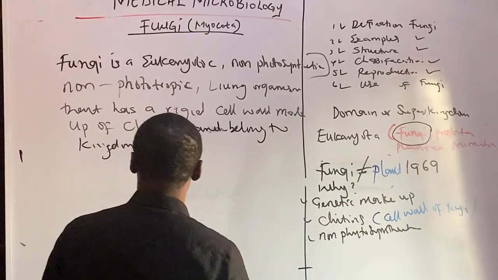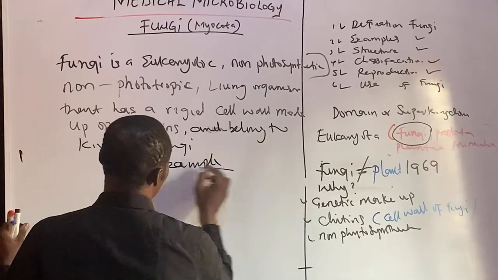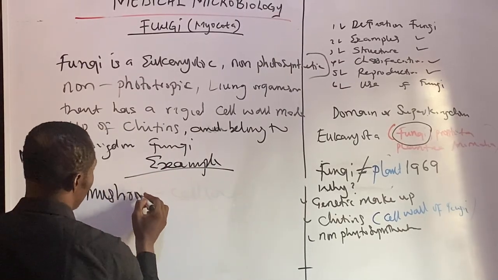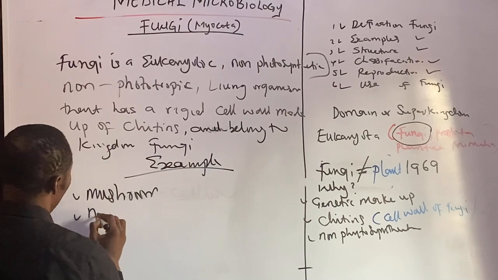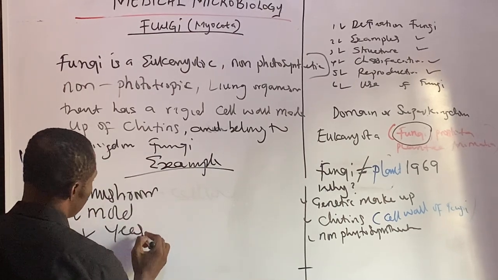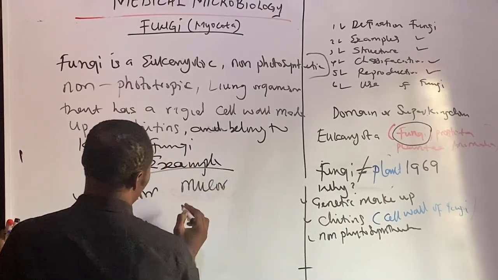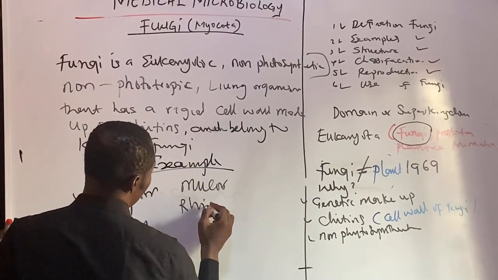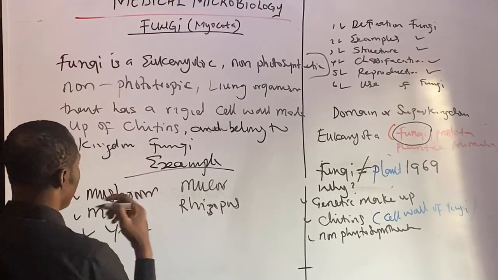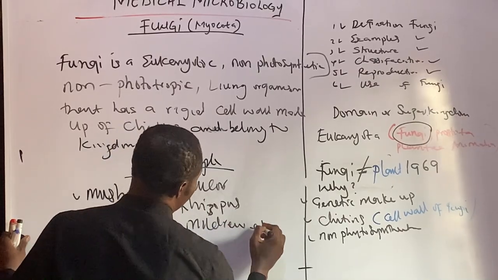Now, what are the examples of fungi? Examples of fungi, we have the mushroom, we have the mold, we have the yeast, we have the mucor, we have the rhizopus, and then we have the mildews, etc.